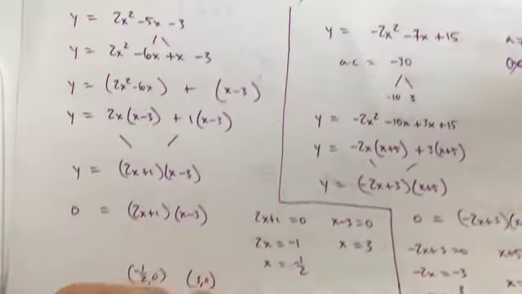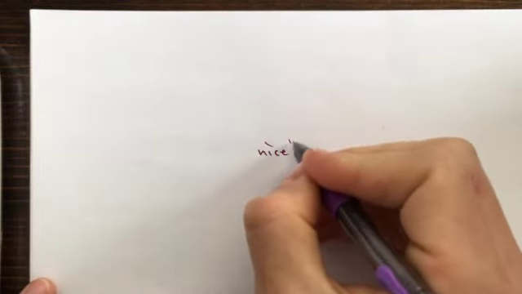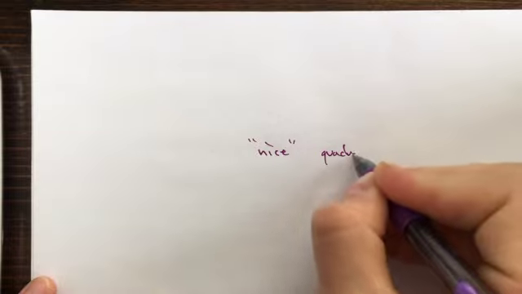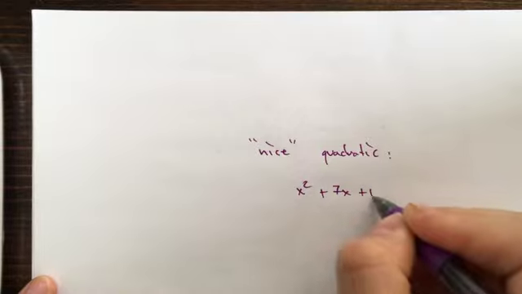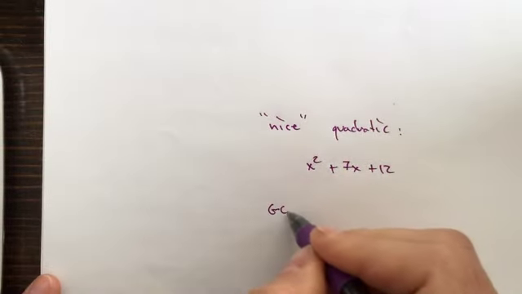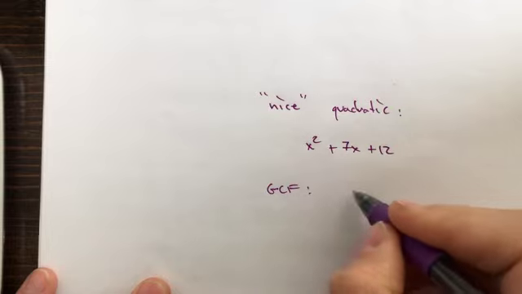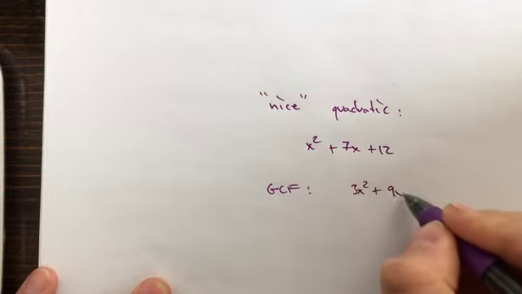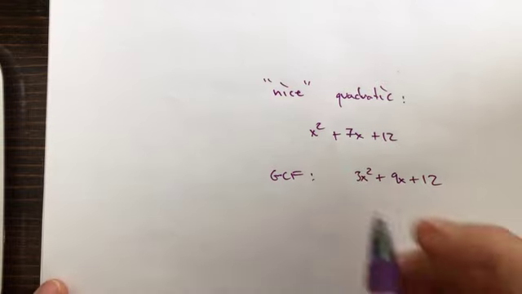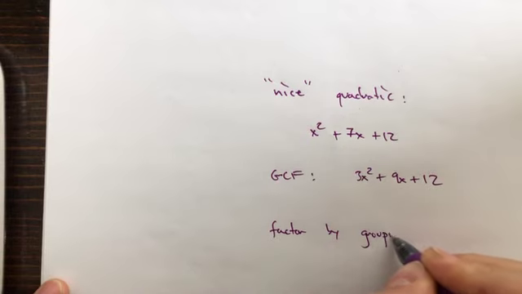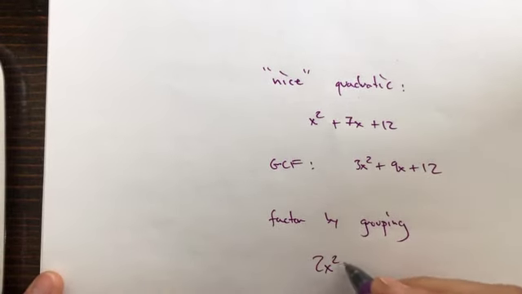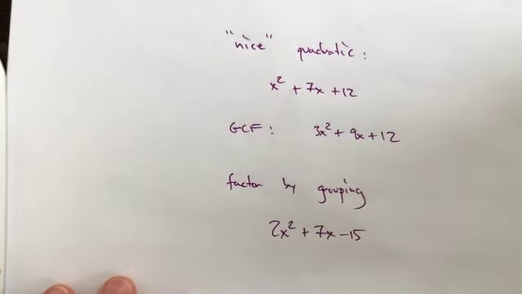So as a quick summary of everything we want to know, you can have a nice quadratic like x squared plus 7x plus 12. You can look for a GCF like 3x squared plus 9x plus 12. You can factor by grouping, like something like 2x squared plus 7x minus 15. These are really your choices for factoring quadratics.